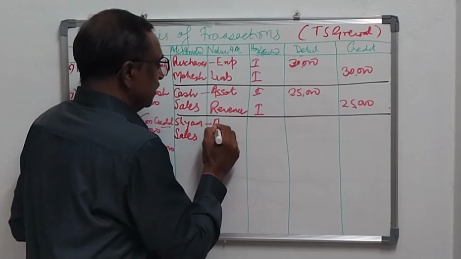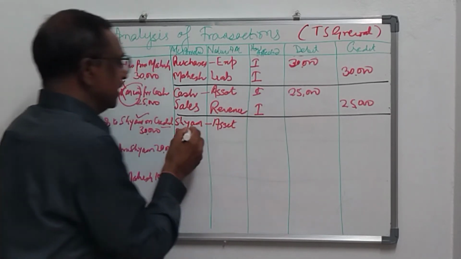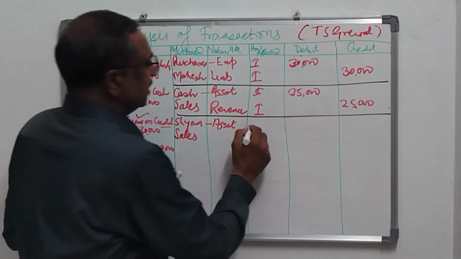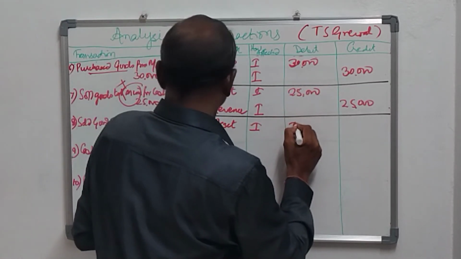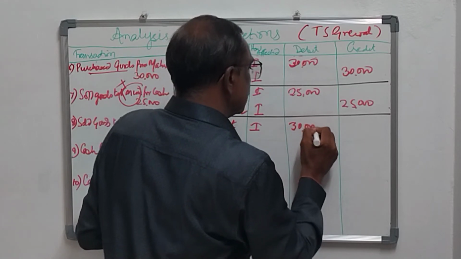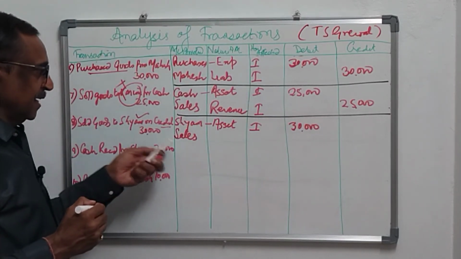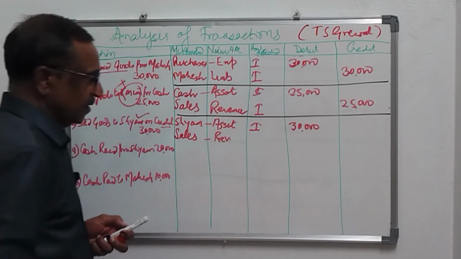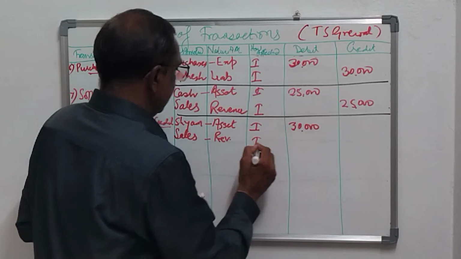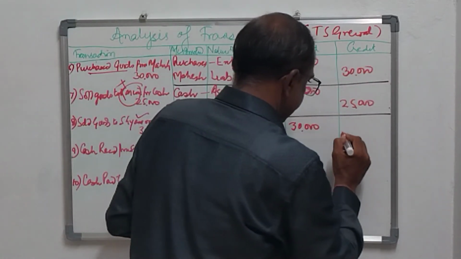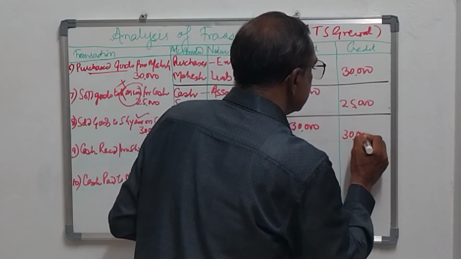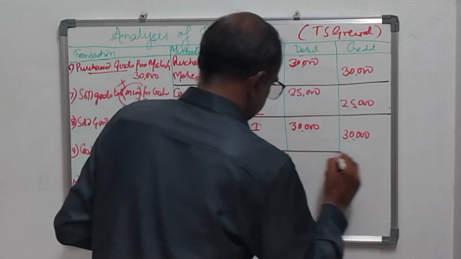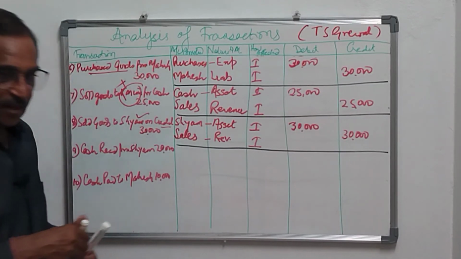So anything of value is asset. So here the Shyam will be considered as asset. An increase in asset is debited. And sales is taking place. Sales is your revenue. So there is increase in revenue, and increase in revenue is credited. Okay. Clear?